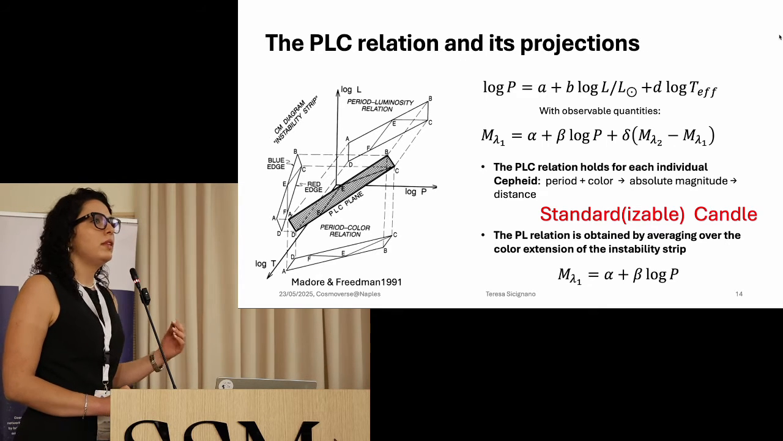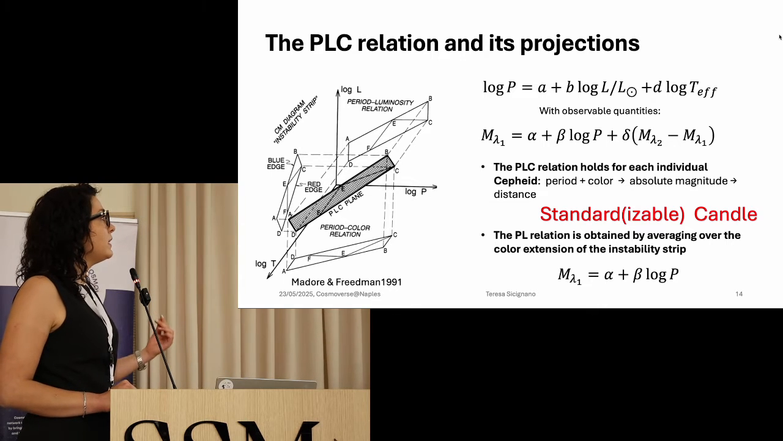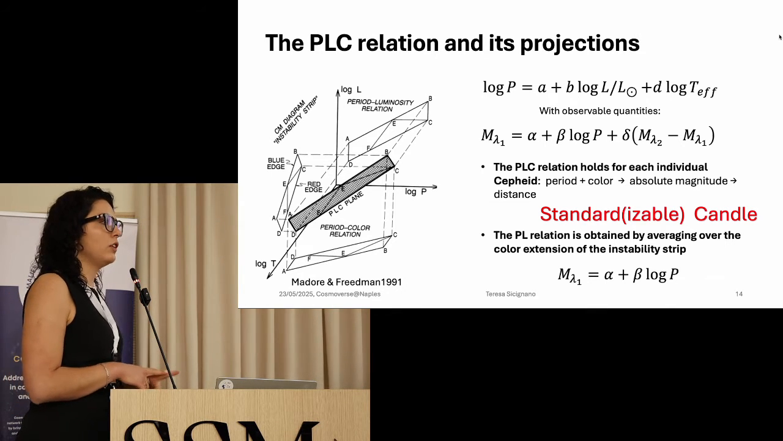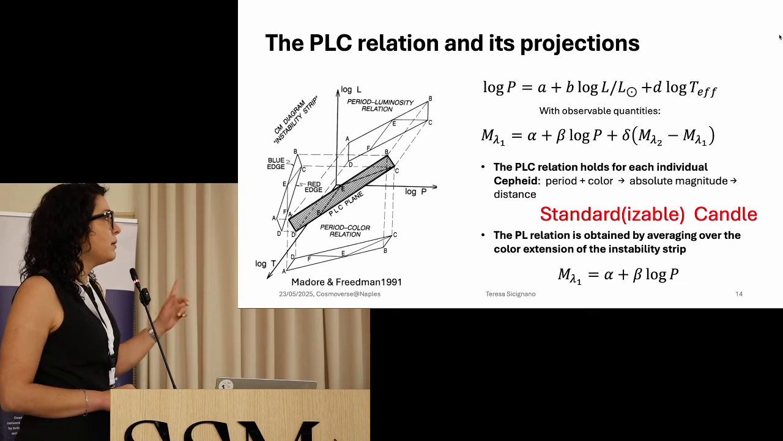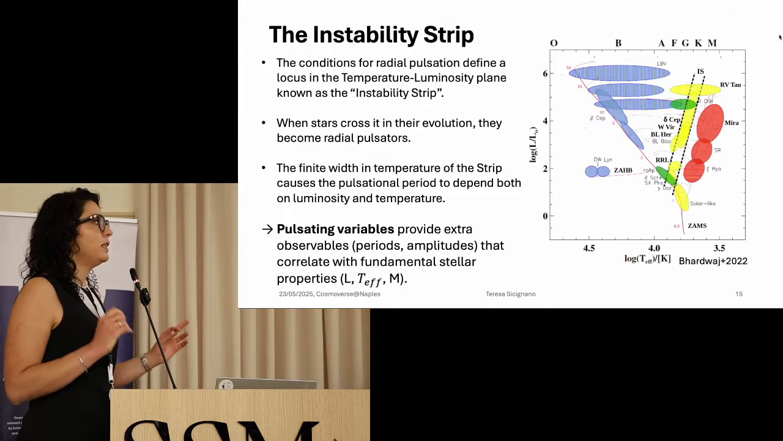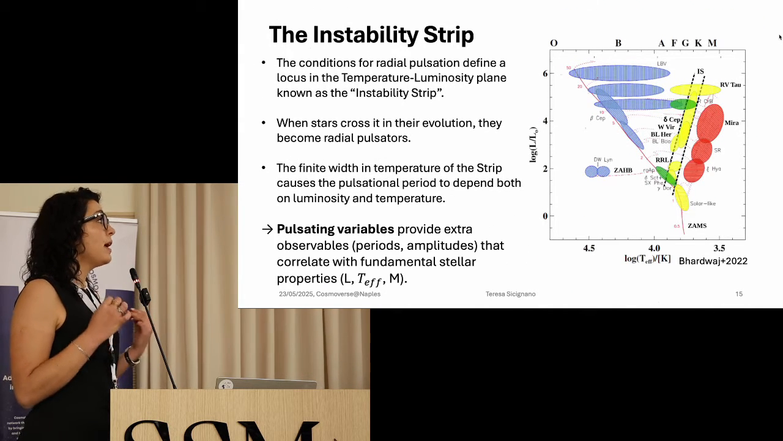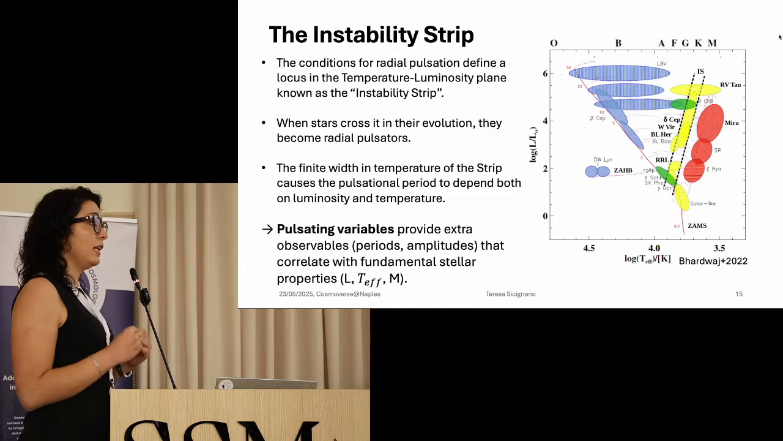But from this Cepheid manifold, we can learn also where Cepheids live. Indeed, we can see that the plane log L, log T is a color magnitude diagram. And if we project the PLC plane on this plane, we will obtain the so-called instability strip. That is the locus on the color magnitude diagram where Cepheids and all the radial pulsator stars live.